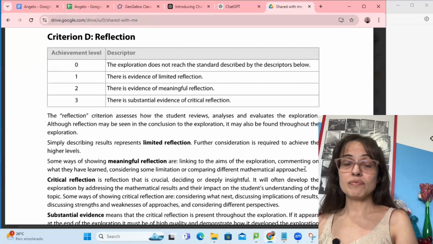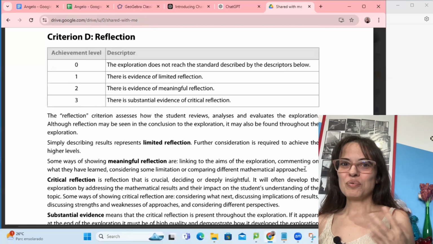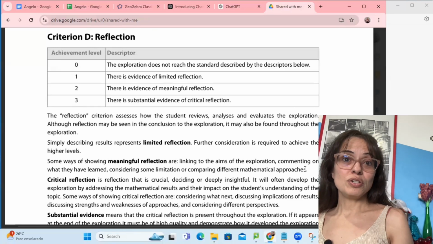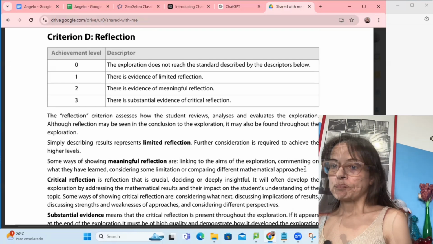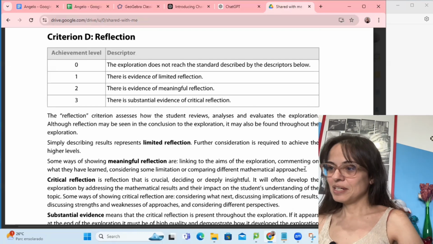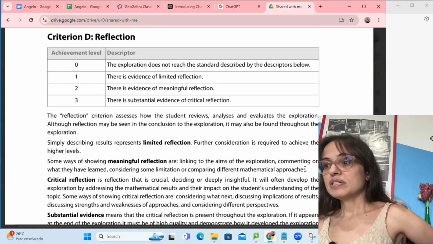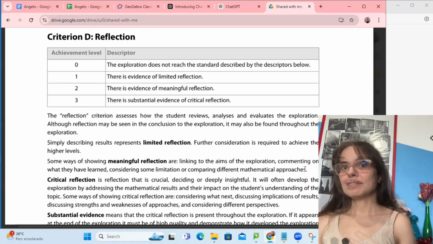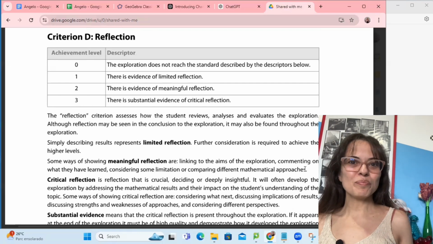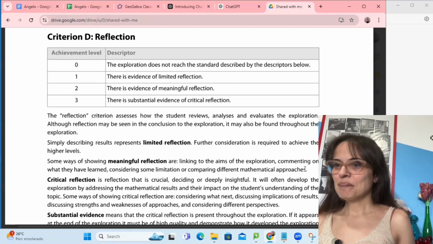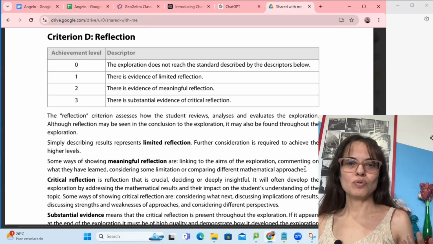Commenting on what they have learned is one that some IAs, particularly this one, provide a lot of opportunity for, because I did learn things about rational functions. Considering some limitation, like people stress so much about, or comparing different mathematical approaches. I don't like this list. I don't think it's an exhaustive list. I don't have a better list to give you. I'm sorry. I think reflection is also subjective and overall.